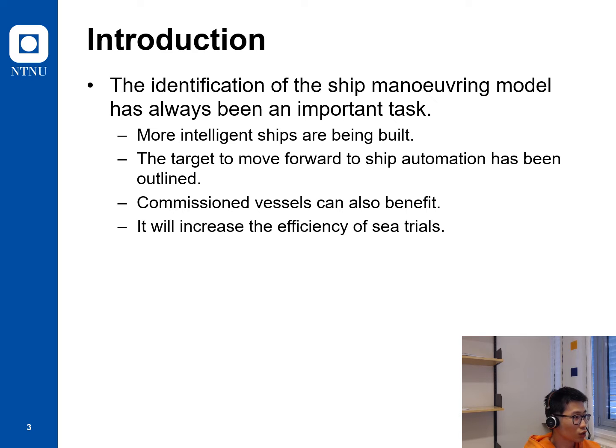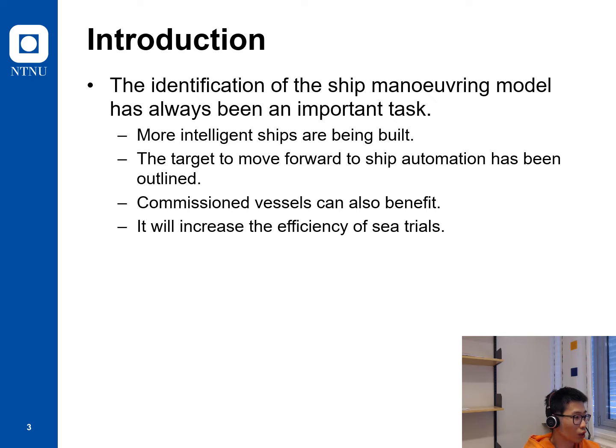The identification of the ship maneuvering model has always been an important task. The reasons are listed below. Firstly, there are more intelligent ships being built. Secondly, the target to move forward to ship automation has been outlined, and parameter identification can facilitate this process with the establishment of the ship's maneuvering model.